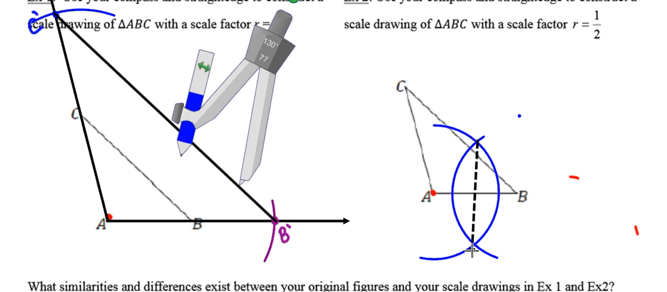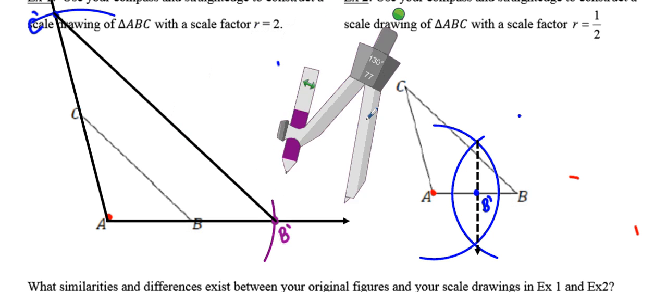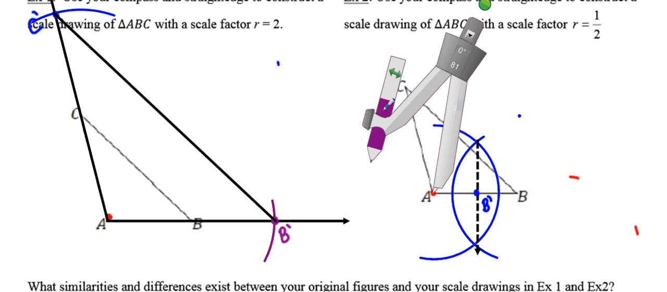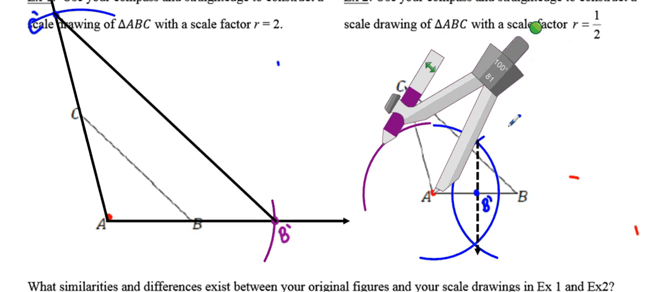Unfortunately, the software on my smart notebook isn't allowing me to do this perfectly. Hopefully yours is a little bit more accurate, or you're able to be a little bit more accurate with your compass. But there's my midpoint, which is going to become my new B prime. And I'm going to repeat the same process for side AC. I'm going to construct the perpendicular bisector so that I'll know where the midpoint of that segment is.